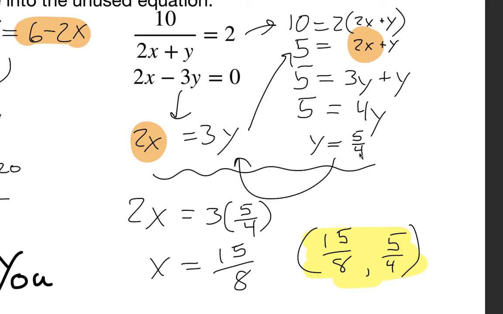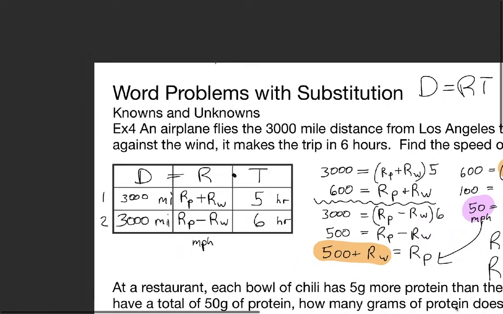And report the fractions as answers. Y equals 5/4. If that's true, then you can plug it into this equation to figure out what x is. This, and then solve, and you get 15/8.